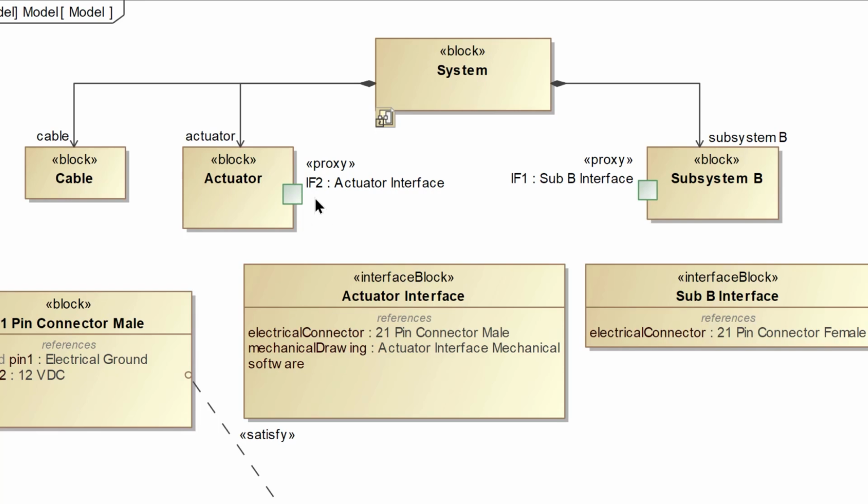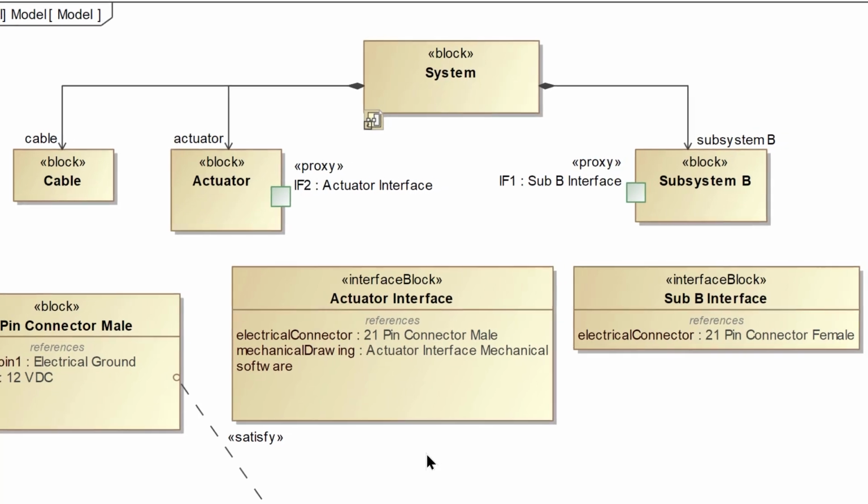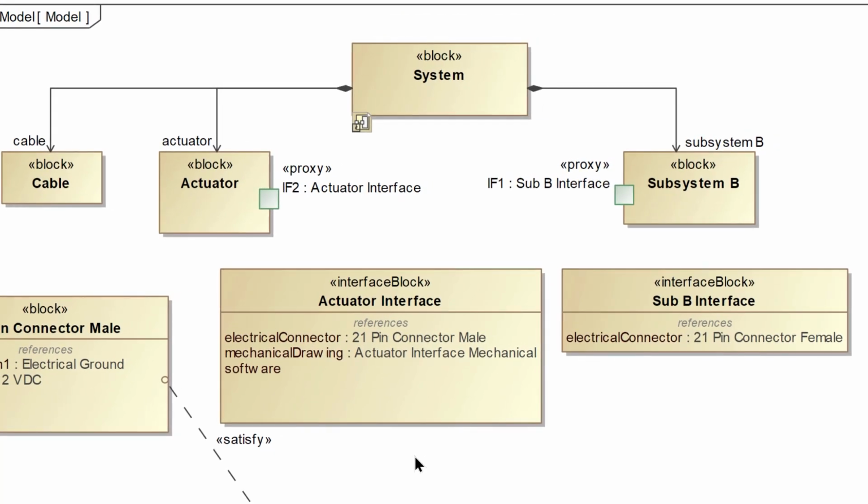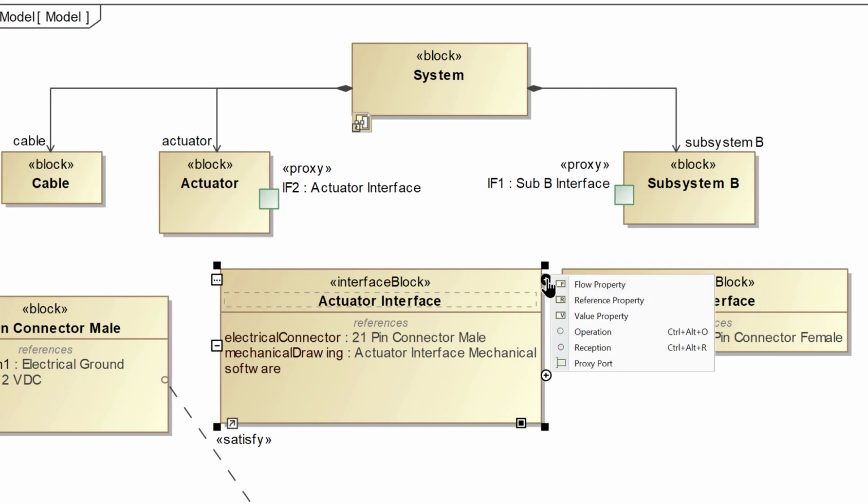The proxy port is named interface 2 or IF2, typed by actuator interface. And that actuator interface is this interface block. The neat thing with interface blocks is they can type a proxy port, but then they can also have reference properties. If you go to your options to add properties to an interface block, you can add flow properties to those. Those are great for doing logical flows. And then also you can add reference properties. And the nice thing about reference properties is they can be typed by blocks.